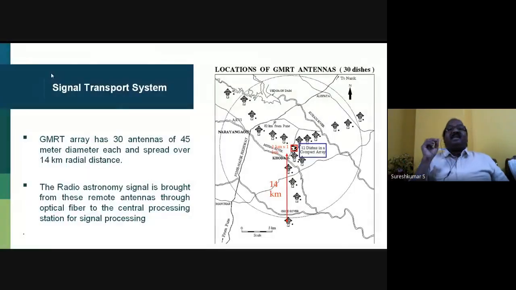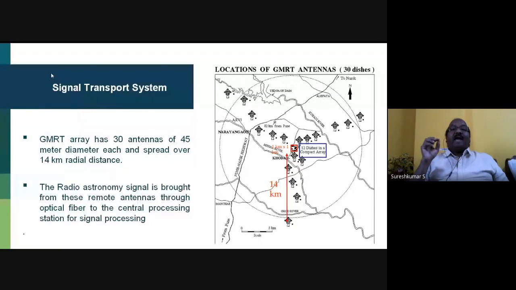Okay, signal transport system. This slide I've flashed you already. You can see the Y array. The distance is 14 kilometer radial distance, but the fiber route is around 22 kilometer distance. The faraway antenna is from the central location about 22 kilometer distance, from a few meters or less than a kilometer to 22 kilometer distance.